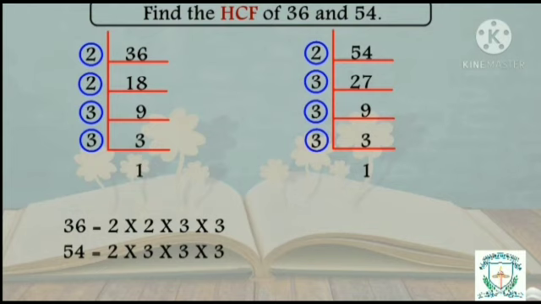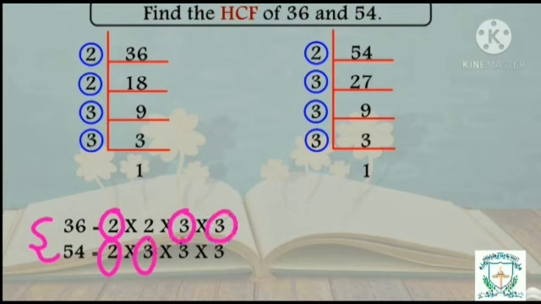Now we need to find the HCF of 36 and 54. Check for common factors. 2 is a common factor of both 36 and 54. 3 is a common factor of both. And again 3 is a common factor of both. So we consider the prime factors as the number of times they occur in both. 2 is there in both one time. 3 is there in both two times.